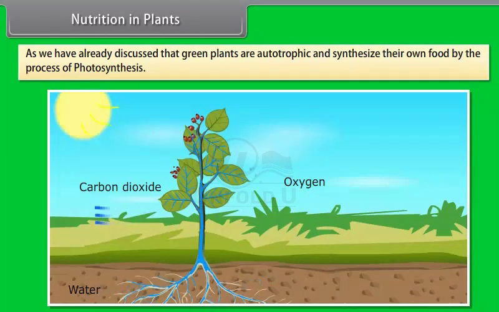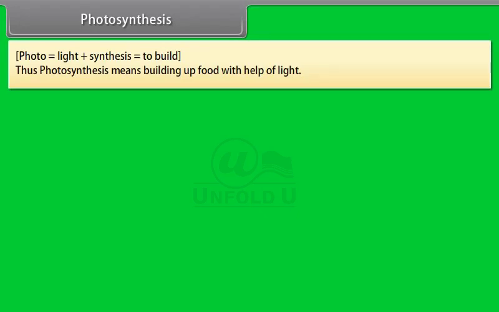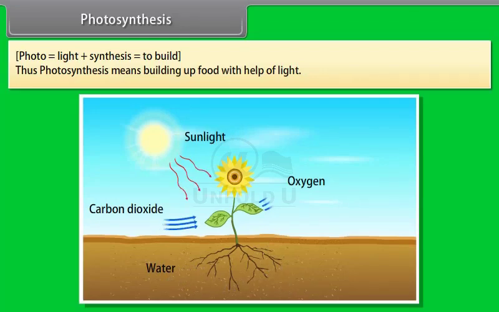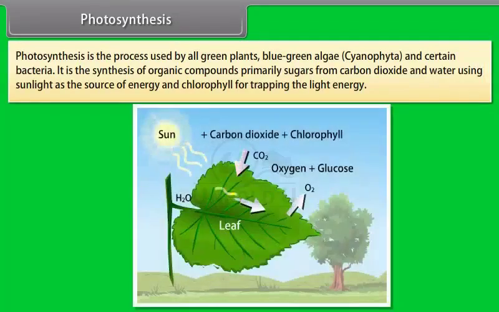the process of photosynthesis. Photosynthesis. Photo means light and synthesis means to build. Thus, photosynthesis means building up food with the help of light. Photosynthesis is the process used by all green plants, blue-green algae, cyanophyta, and certain bacteria. It is the synthesis of organic compounds, primarily sugars, from carbon dioxide and water, using sunlight as the source of energy, and chlorophyll for trapping the light energy.